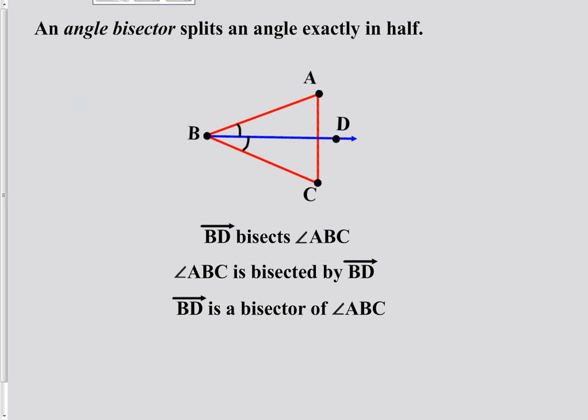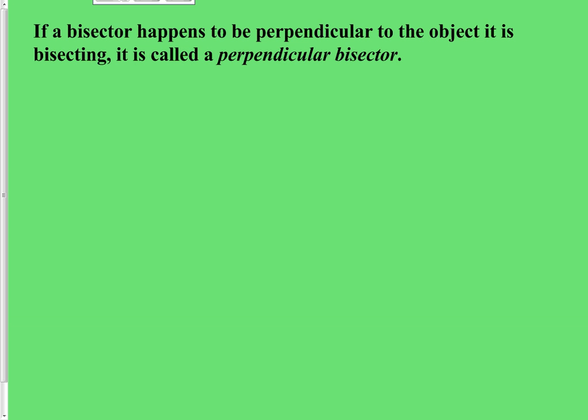Okay, there's one more structure that we're going to look at before we switch gears slightly. If your bisector happens to be perpendicular to the object that it is bisecting, then it is called a perpendicular bisector. Okay, so that's a name that makes perfect sense. If a bisector happens to be perpendicular to the object it is bisecting, it is called a perpendicular bisector.